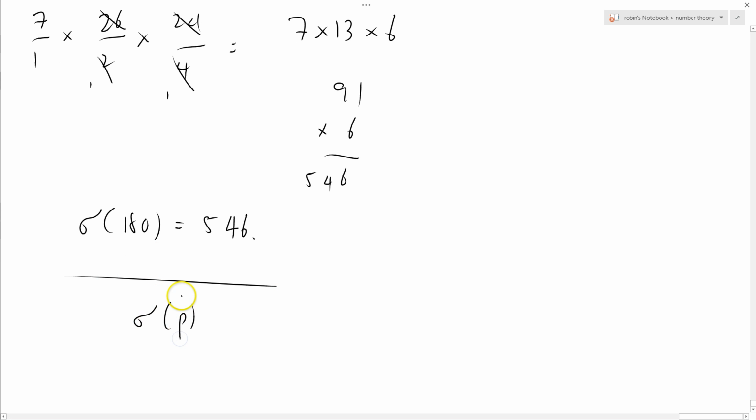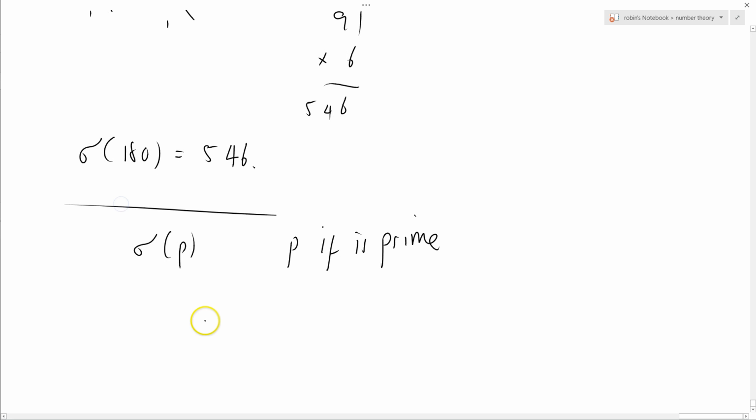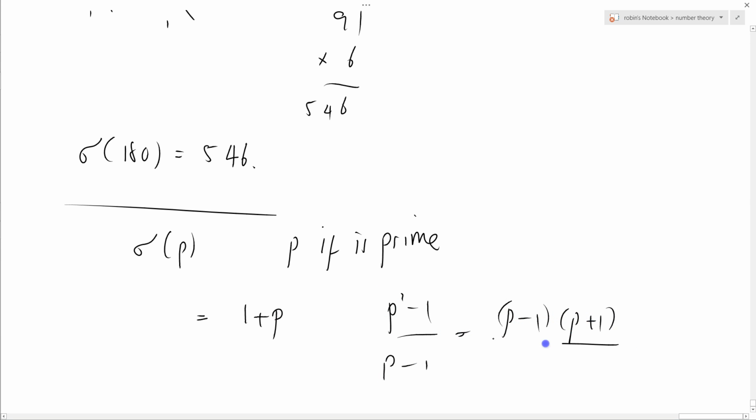And it should be obvious that we can use that formula. Sigma of p, if p is prime, equals 1 plus p. Well, there you go. We could have used the formula if we wanted, because it's (p squared minus 1) over (p minus 1), which is (p minus 1)(p plus 1) over (p minus 1), which equals p plus 1. So we could have used that formula there.